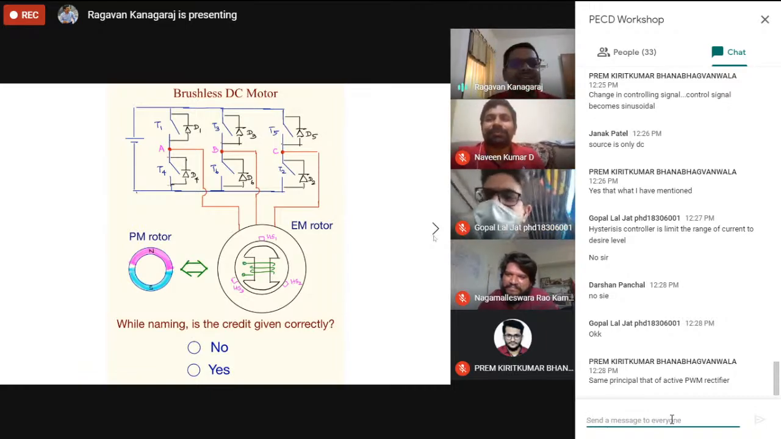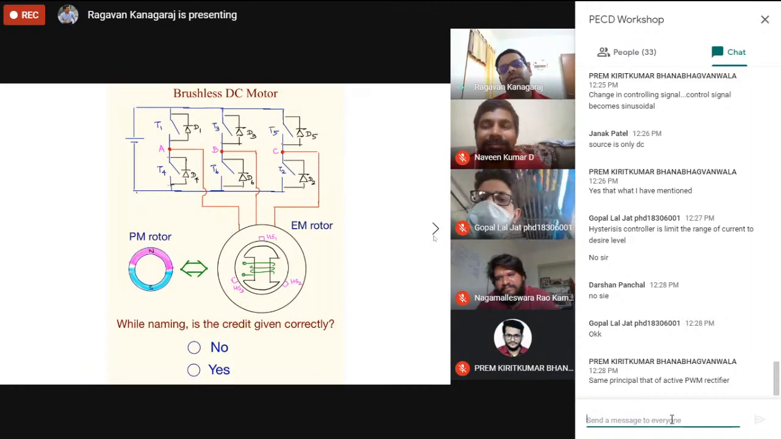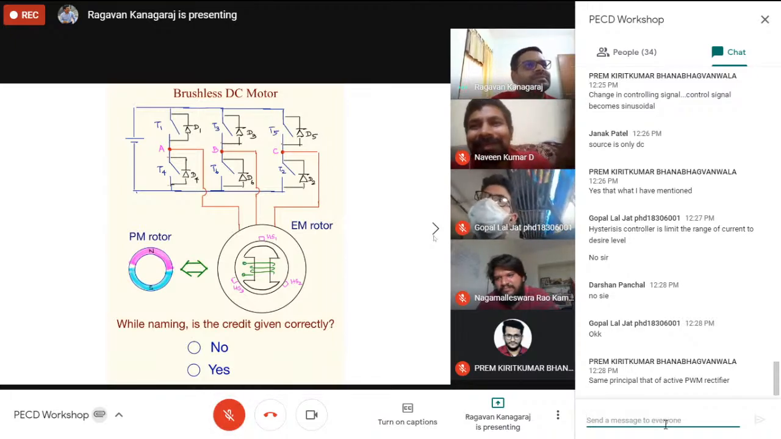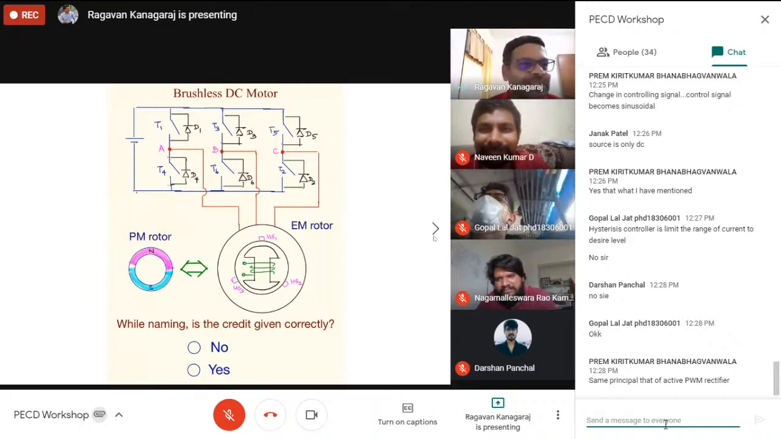So we have done a great job of converting the mechanical commutator to an electronic commutator, a rotating armature winding to a stationary armature winding. We have done a great job. We means who has done this? Power electronics, sir. Yes, electronics. We have written a control algorithm in the laptop, so we could say that we have done it. Okay?